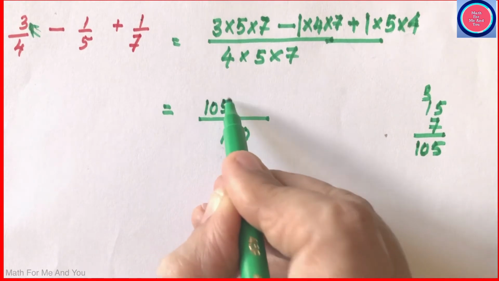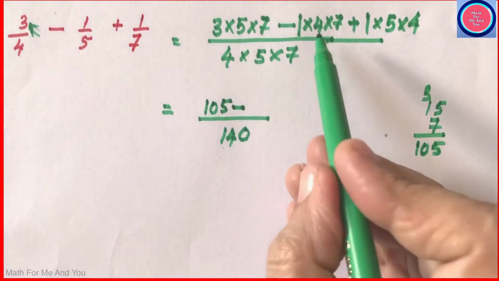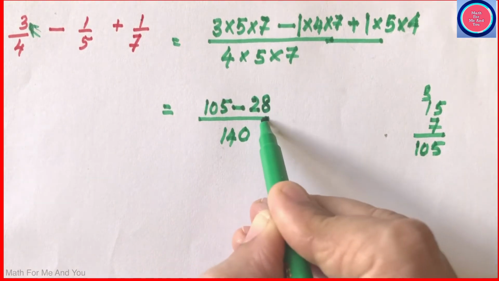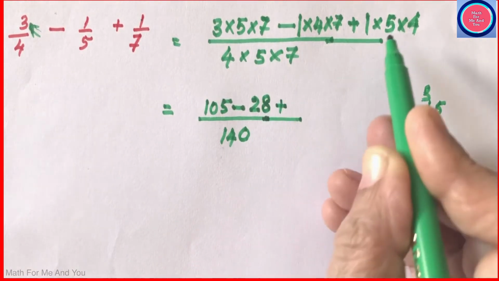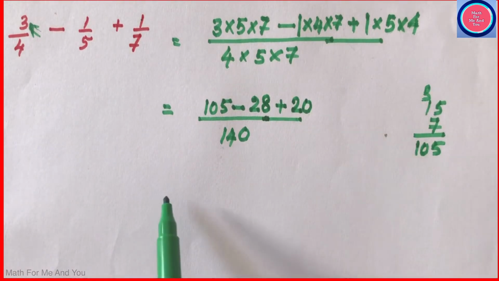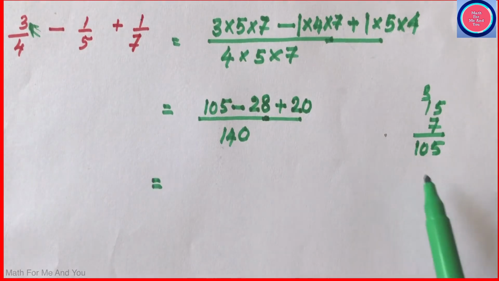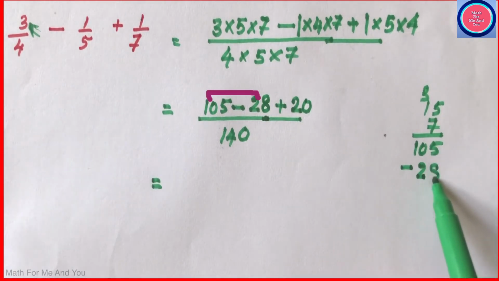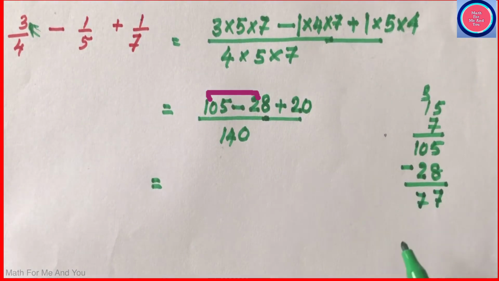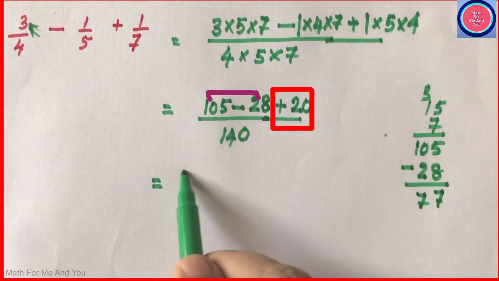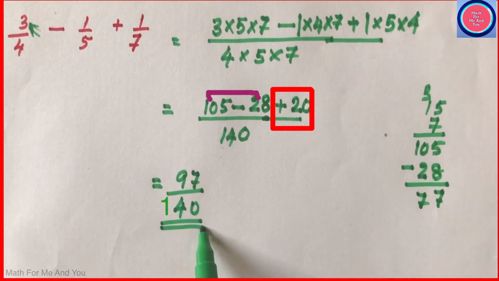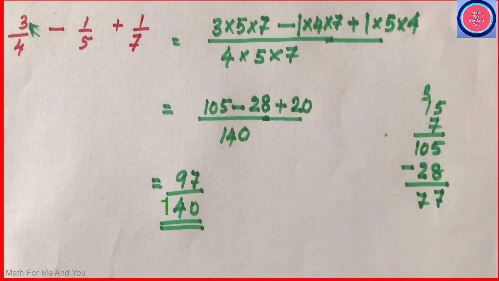Minus 1 times 4 times 7. How much? It is 7 times 4, 28. After that, it is plus. Okay, right, plus. Then 5 times 4, 20. Now we need to simplify the numerator. 105 minus 28. How much is it? It is 77 plus 20, 97 over 140. Shall we practice one more question of similar type?